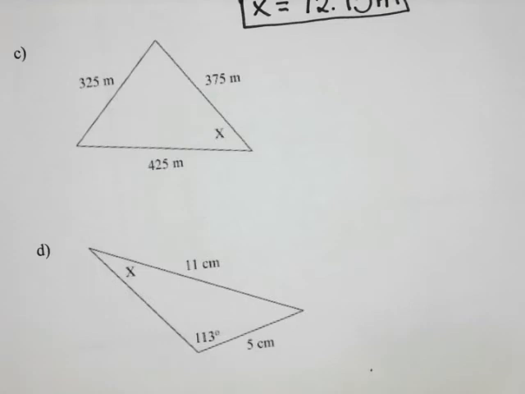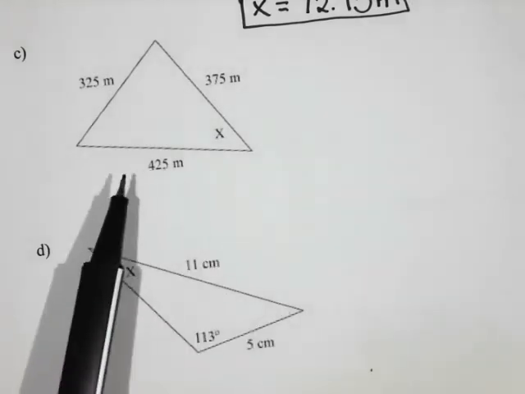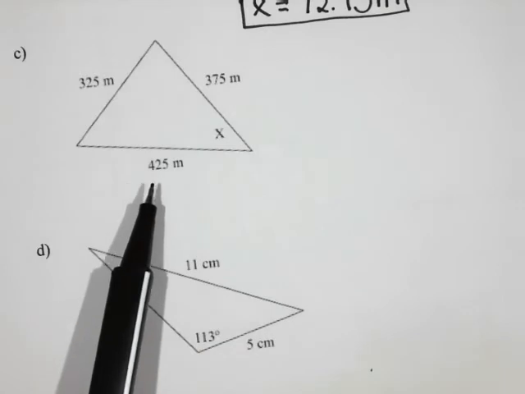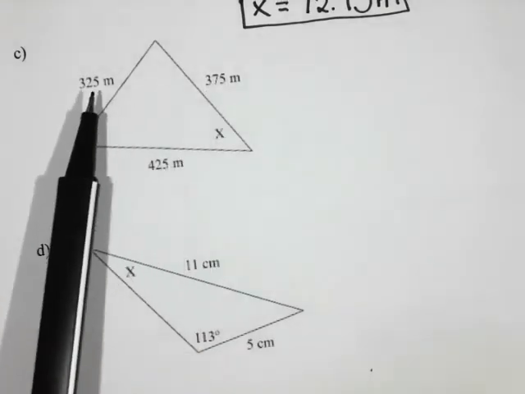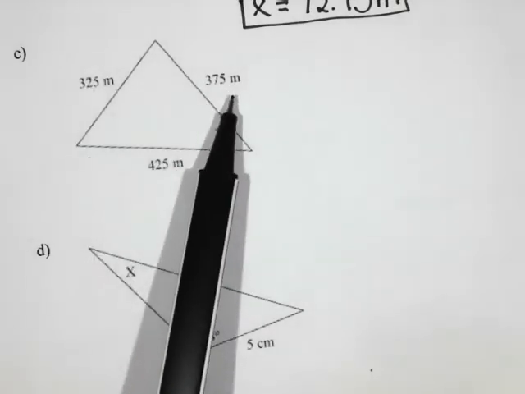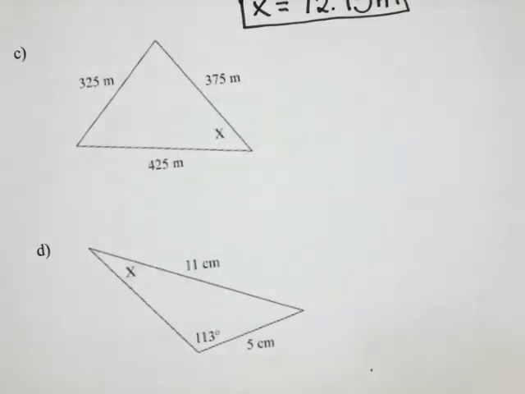This is the third part of our lesson on sine law and cosine law practice. So our next question here, we have a triangle that has three given sides. So we have 425 meters, 325 meters, and 375 meters. And we're trying to find angle x.